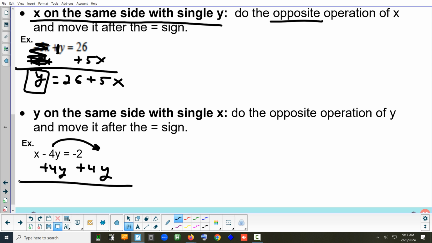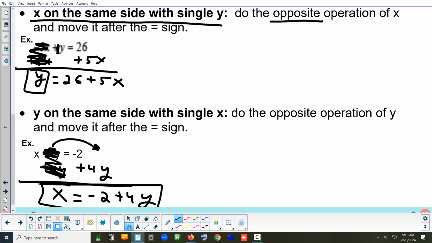What happens with negative 4y plus 4y? They cancel out. That's gone. What do you have on the left by itself now? X. And that's exactly what we wanted. You have to get a letter by itself. So now we have x equals, and what would we put on the right? Negative 2 plus 4y.